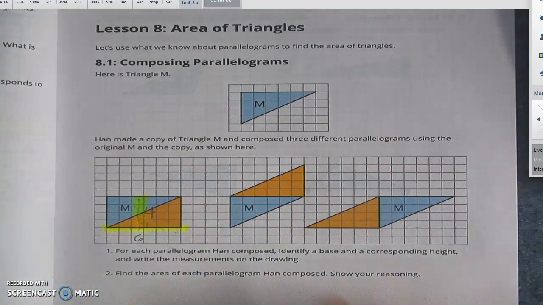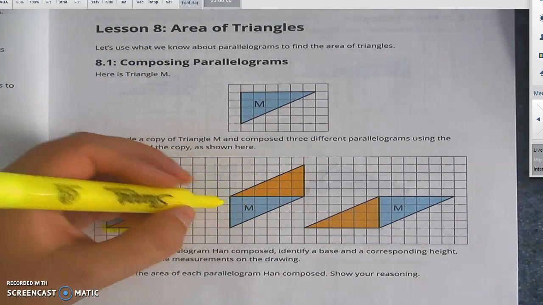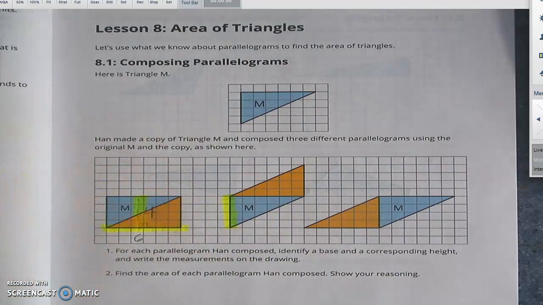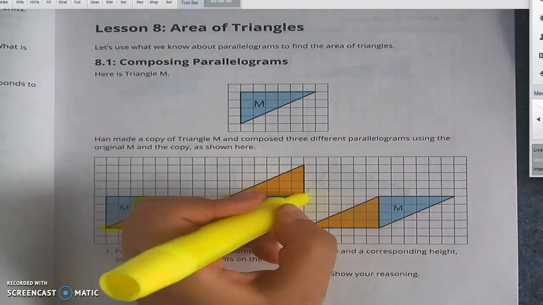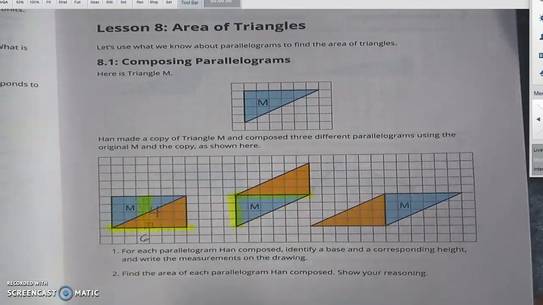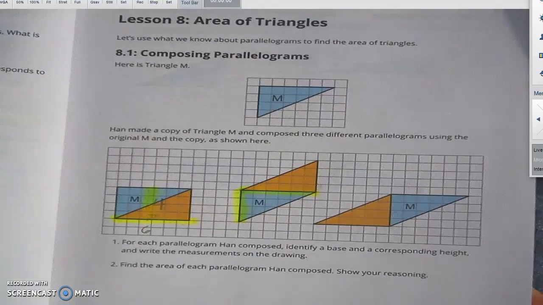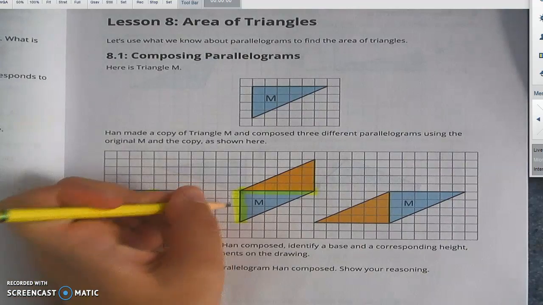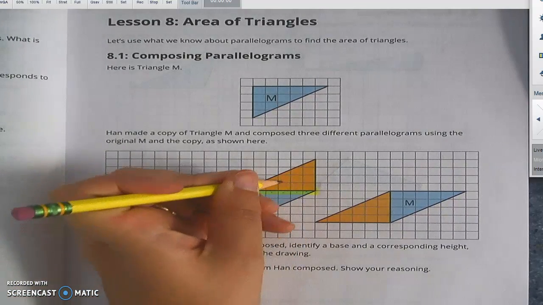For the second one, I'm going to kind of picture it being on its side, and I'm going to call this the base, because the base does have to be one of the 4 sides of the parallelogram, and then I'm going to call this the height. So really I'm picturing my room more like this. And here the base is 1, 2, 3, 4, and the height is 1, 2, 3, 4, 5, 6.